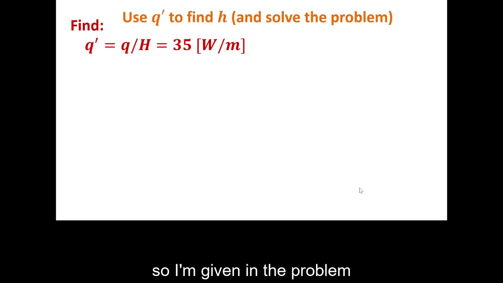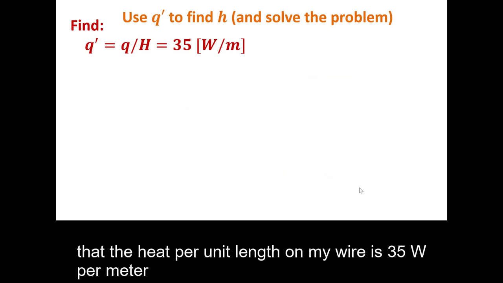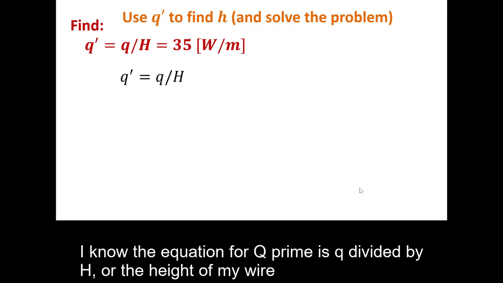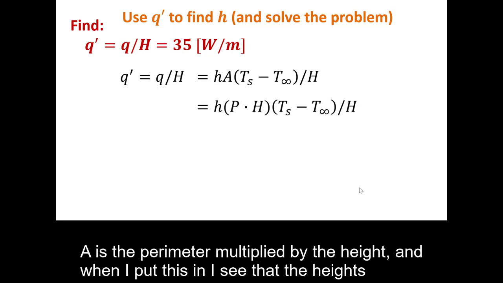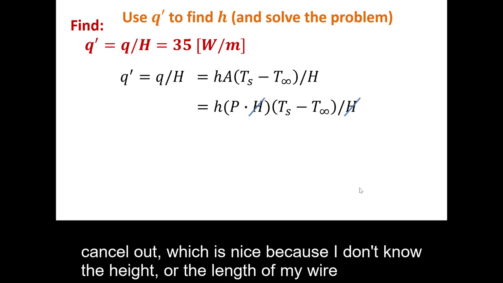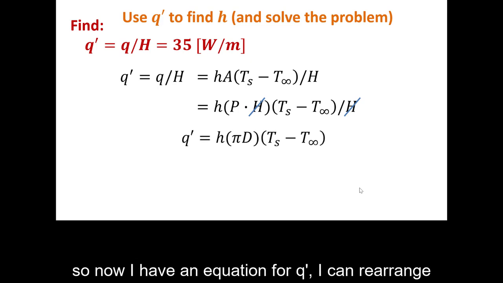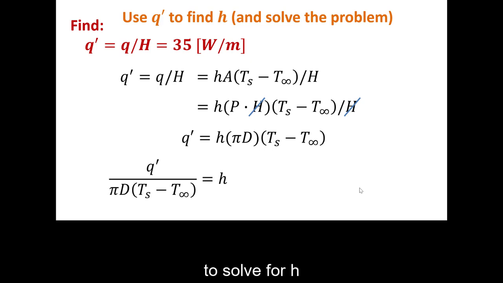So I'm given in the problem that the heat per unit length on my wire is 35 watts per meter. I know the equation for q prime is q divided by H, or the height of my wire. q is equal to hA times delta T. A is the perimeter multiplied by the height. And when I put this in, I see that the heights cancel out, which is nice because I don't know the height or the length of my wire. So now I have an equation for q prime. I can rearrange to solve for h.